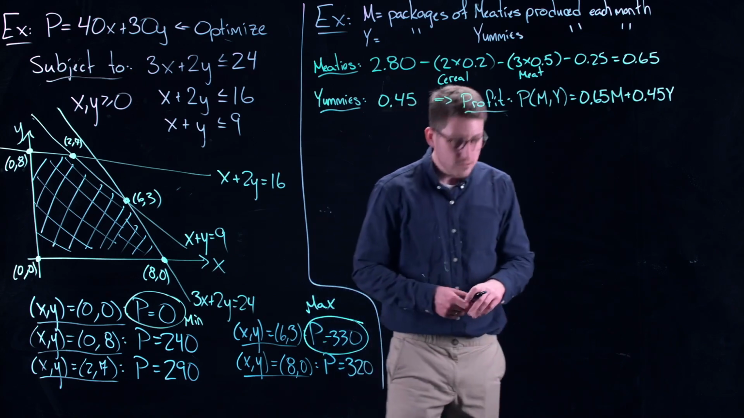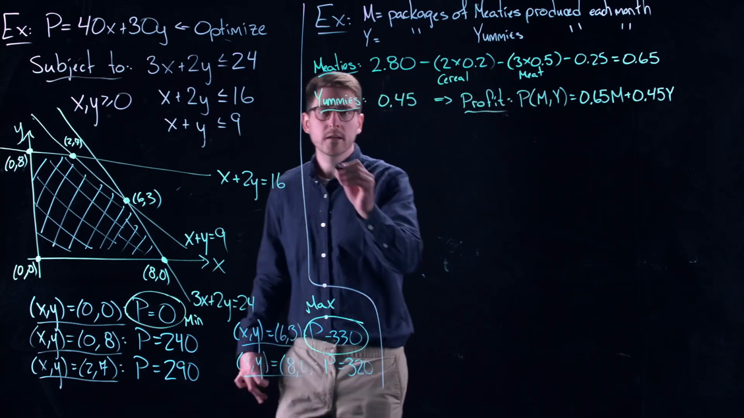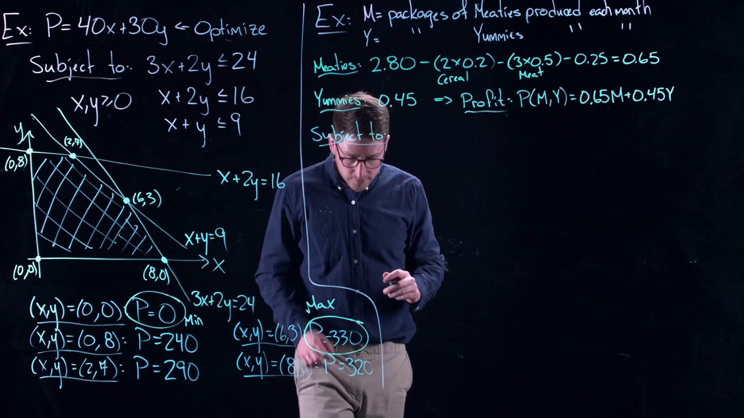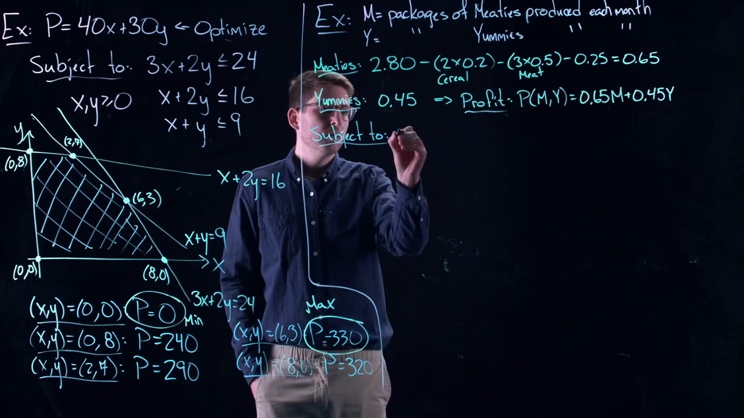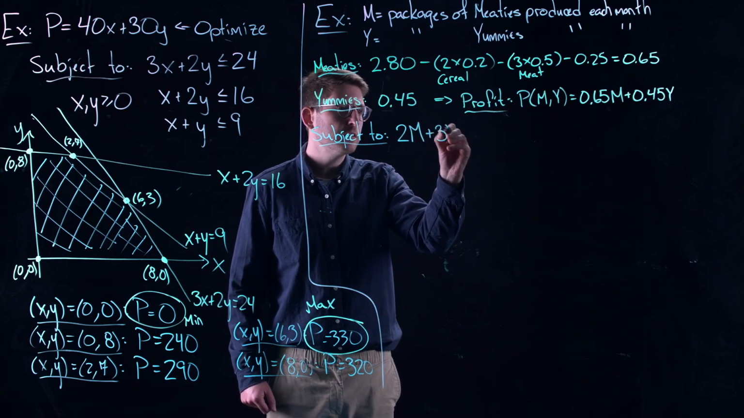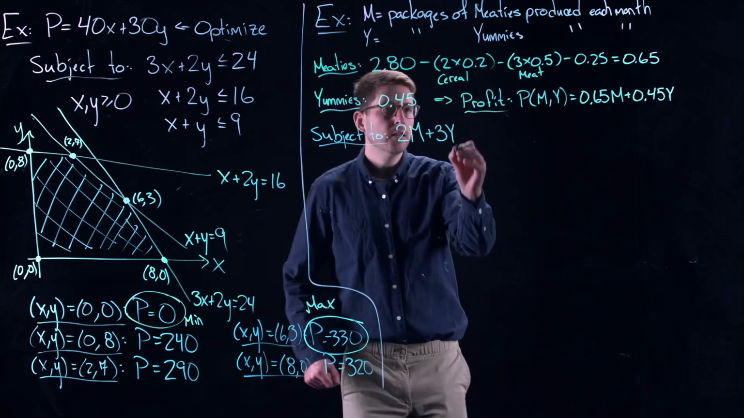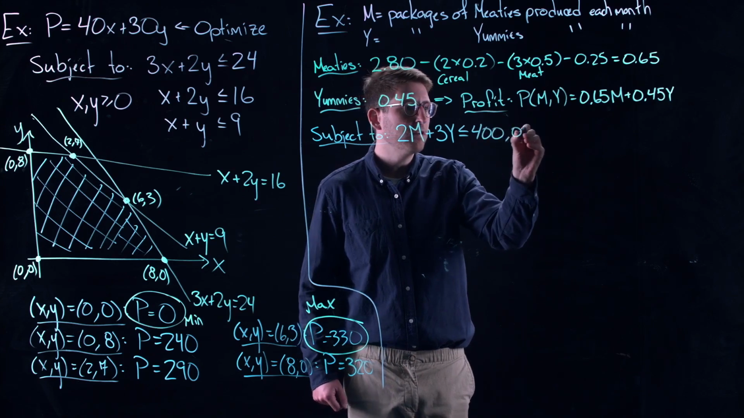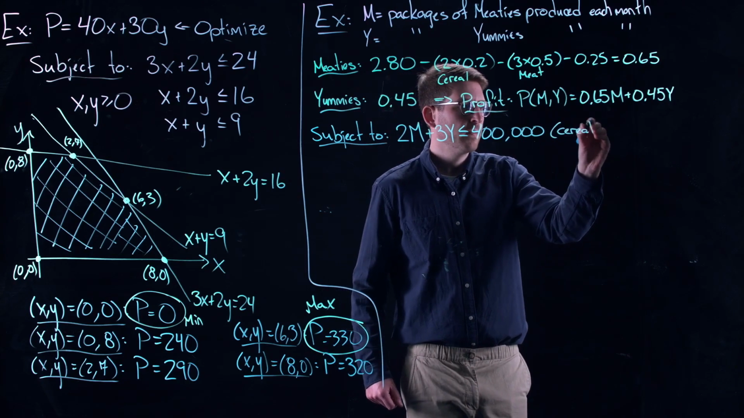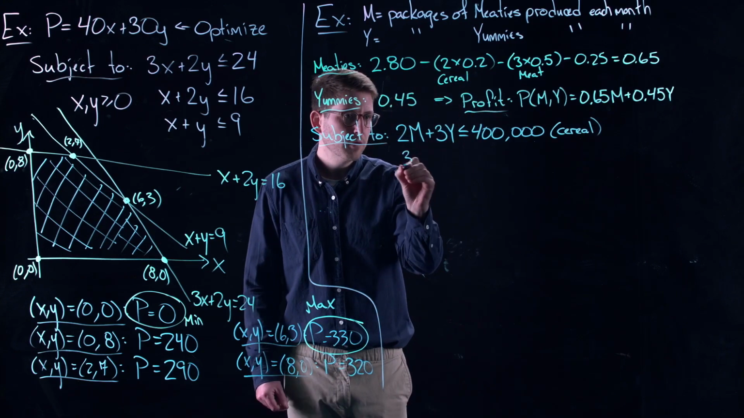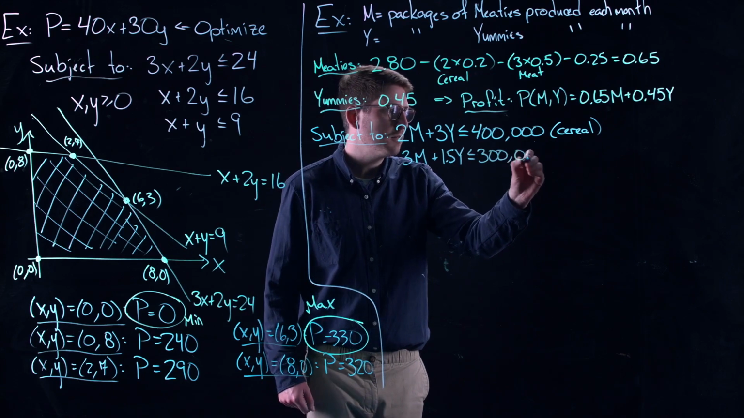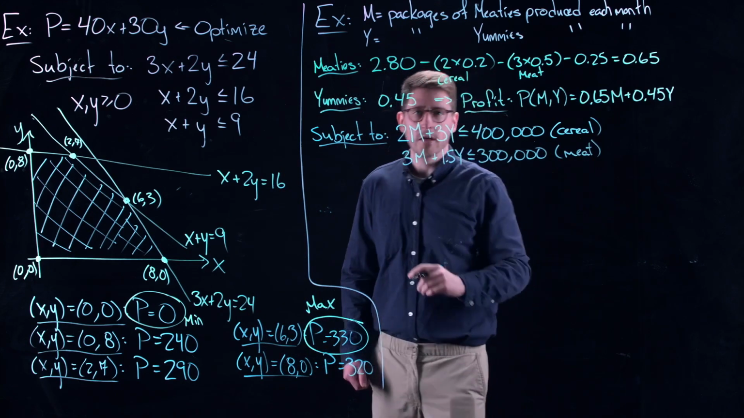My goal is to maximize this profit. But let's see what it's subject to. Well, the first thing is the cereal constraint. 2 pounds of cereal per package in the Meaties, plus 3 pounds of cereal per package in the Yummies, and the number of pounds of cereal I could possibly have every month is 400,000. This is the cereal constraint. Same thing, I can do a meat constraint. 3 pounds of meat in the Meaties plus 1.5 pounds of meat in the Yummies, and I can only have 300,000 pounds of meat per month. So that's my meat constraint.